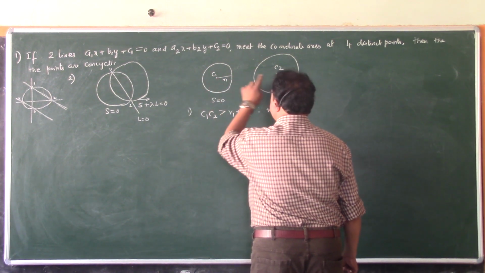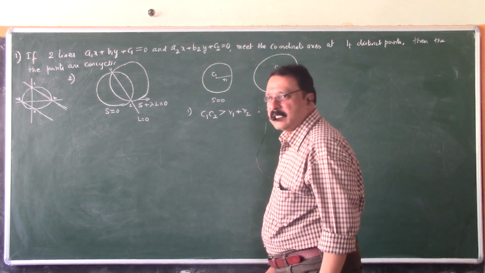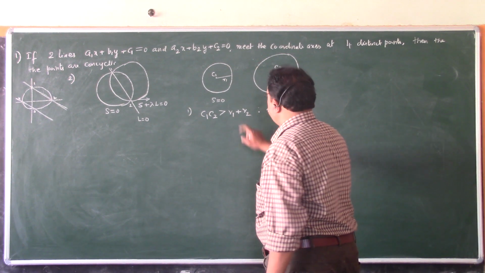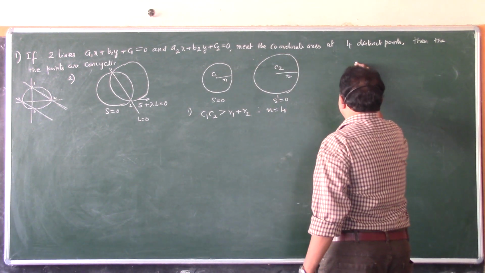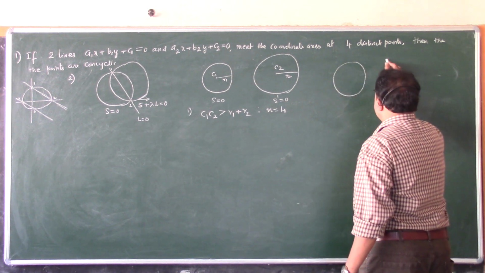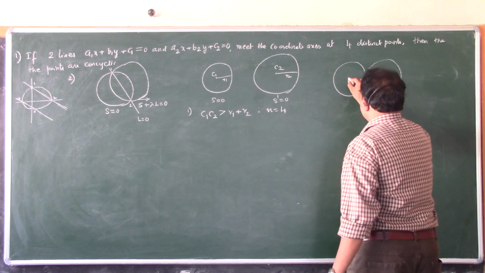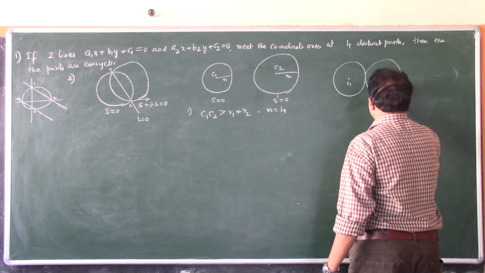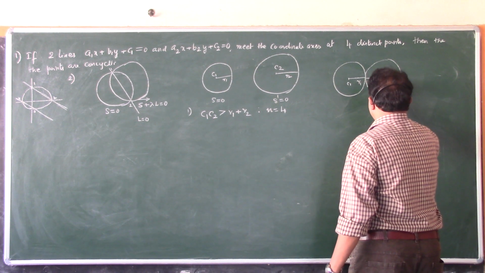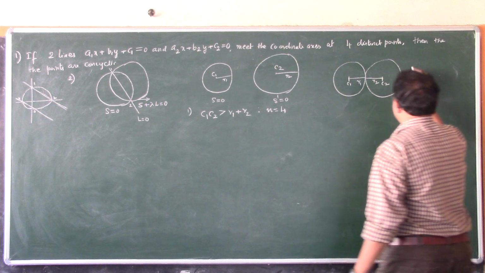Distance between the centers. What is C1, C2? Distance between the centers is greater than the sum of the radii. You can even make it like this. Let me make the two circles touch each other. This is C1, this is C2, this is R1, and this is R2. Now, can you see what is C1, C2?